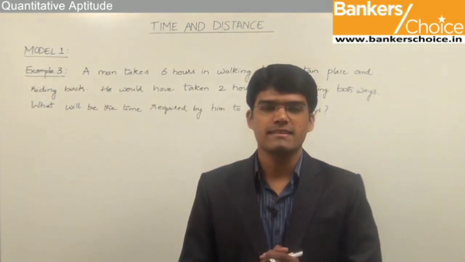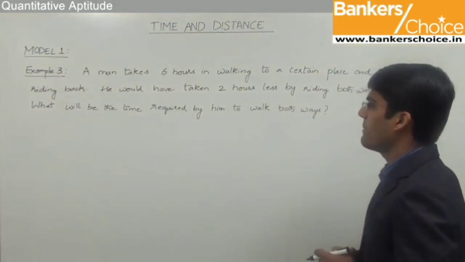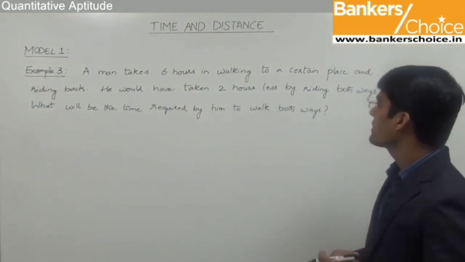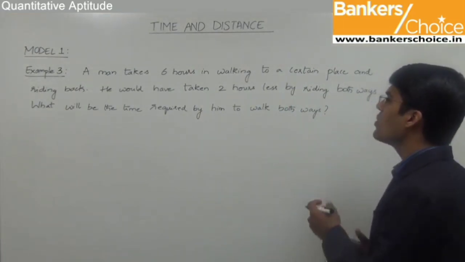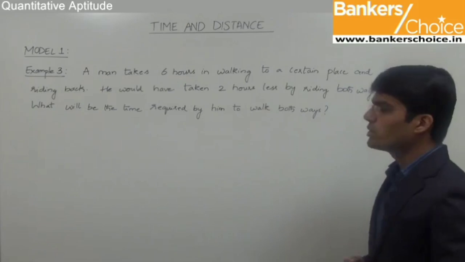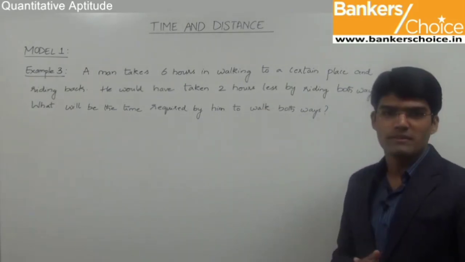Let us now take an interesting example based on model 1. The question here is, a man takes 6 hours in walking to a certain place and riding back. He would have taken 2 hours less by riding both ways. What will be the time required by him to walk both the ways?